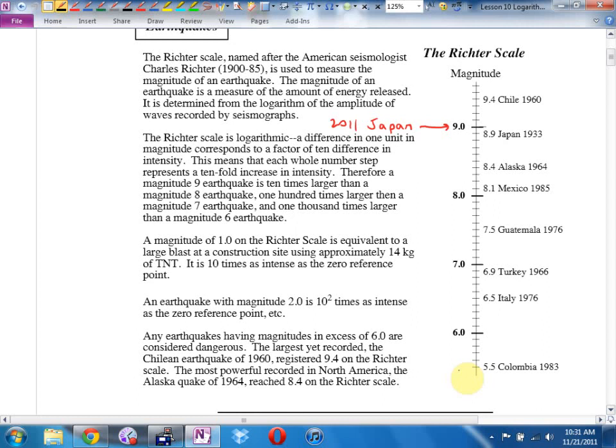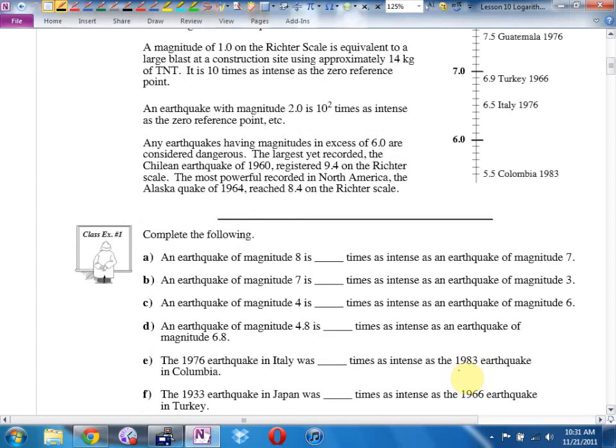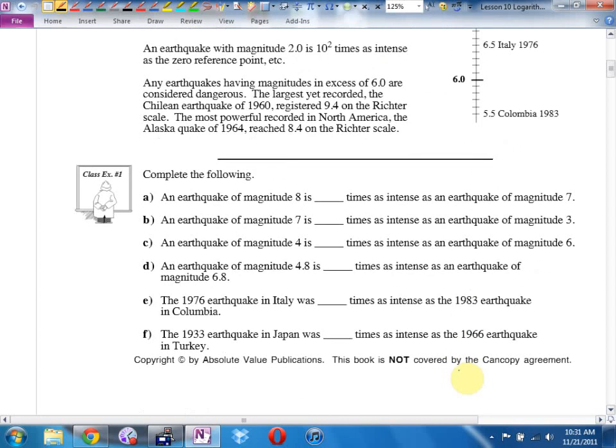So, example 1 says, an earthquake of magnitude 8 is how many times as intense as an earthquake of magnitude 7? 10 to the 1. I normally don't write the 1. I will this time so you can see where the exponent came from. An earthquake of magnitude 7 is how many times as intense as an earthquake of magnitude 3? 10 to the 4th, 10,000 times stronger.